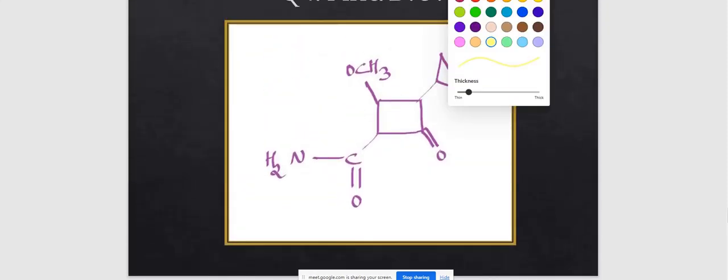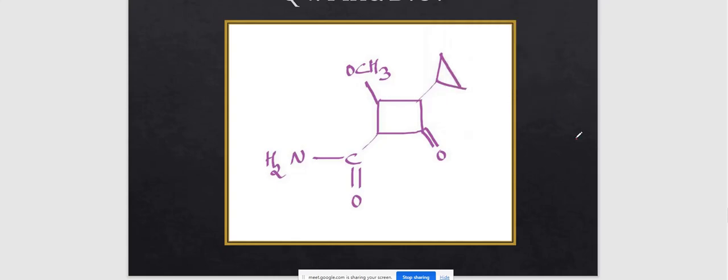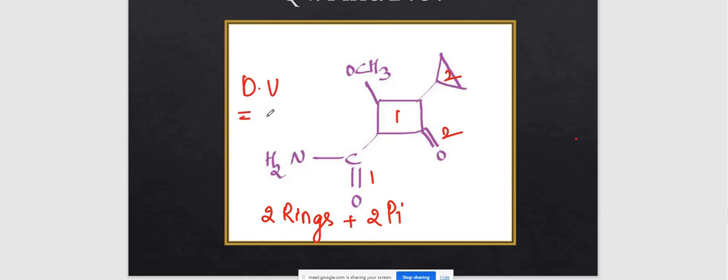Now go through this example. This is the last example. After that I'll wind up the class. How many rings, tell me? 2 rings, 1, 2. And 2 pi bonds, 1 and 2. So 2 rings and 2 pi bonds. So what is the total degree of unsaturation? It is 4. Clear?